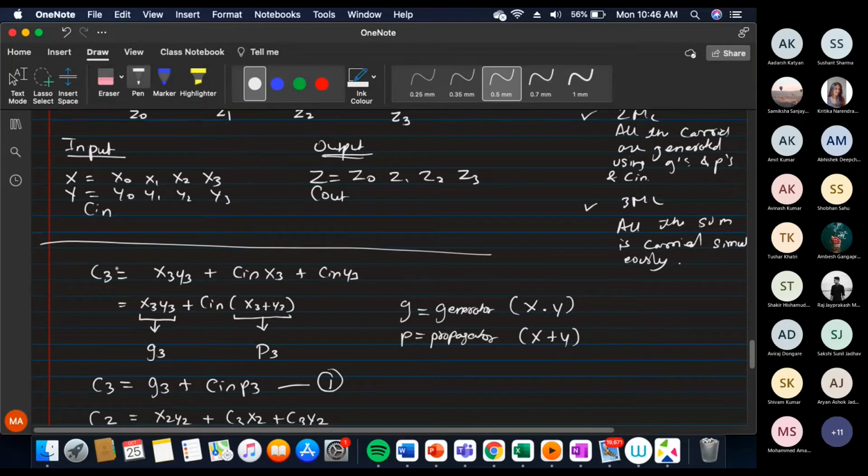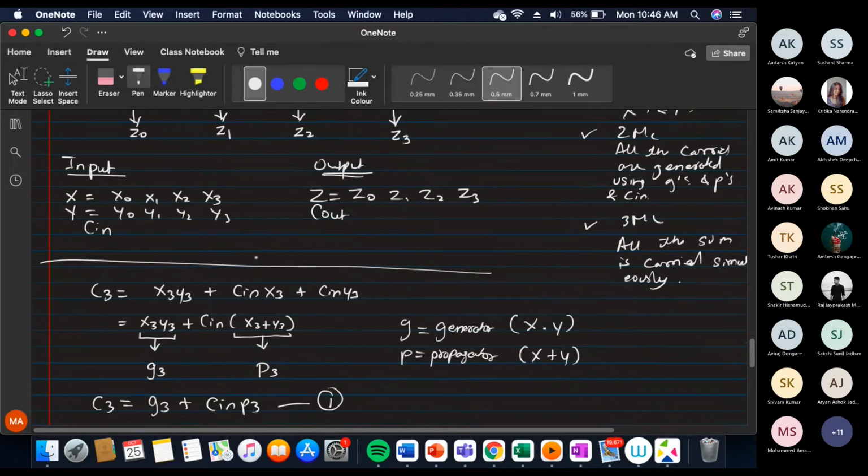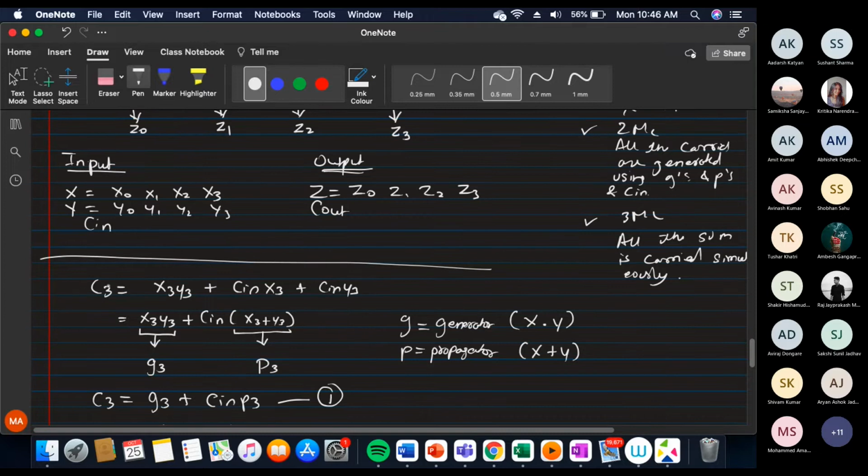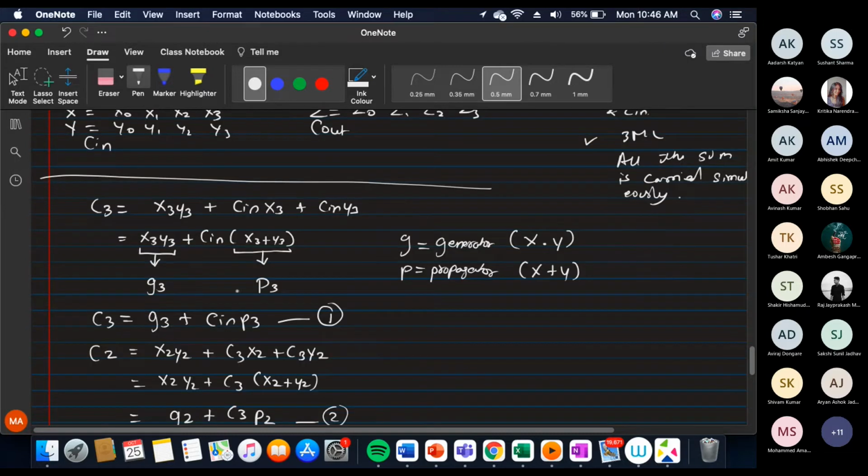Where did these equations come from? These equations come from the carry of your full adder. If you know the full adder concept, you automatically know these equations. You don't have to memorize anything here. Everything just came out of the full adder. If you know the full adder, you know everything. From the full adder you got this equation, and from that equation you just assume 2 things, which are the generator and the propagator.